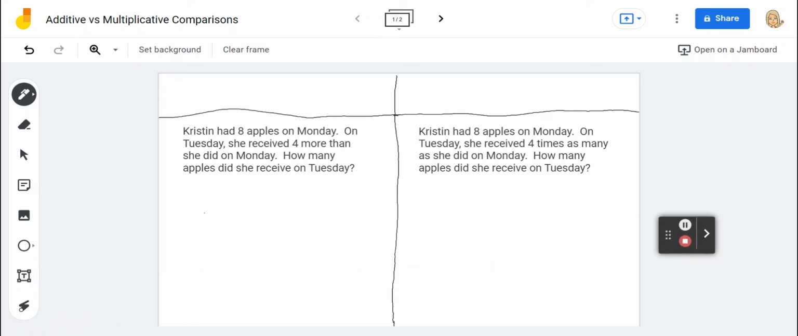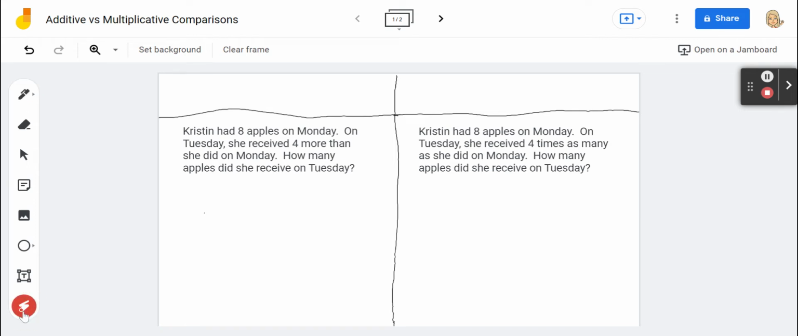Hi friends, today we're going to look at additive versus multiplicative comparisons. Let's take a look at these two word problems that are similar but have some subtle yet very important differences. Let's take a look at this problem first.